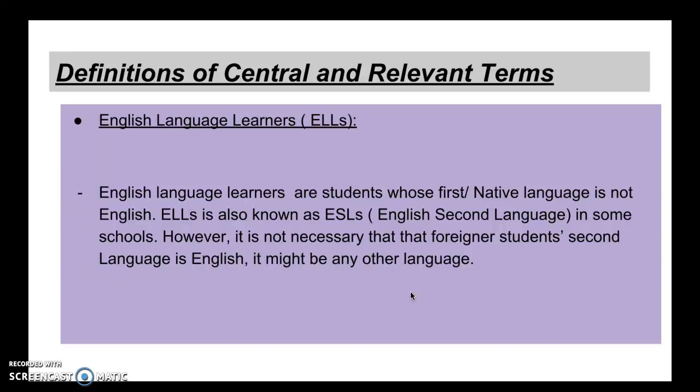Definitions of central and relevant terms. English language learners are students whose first or native language is not English. ELL is also known as ESL, English as a second language, in some schools. However, it is not necessary that a foreign student's second language is English. It might be any other language.